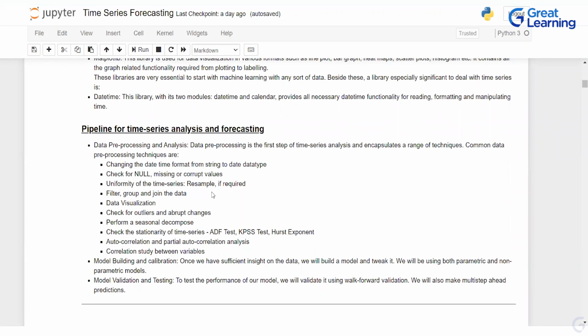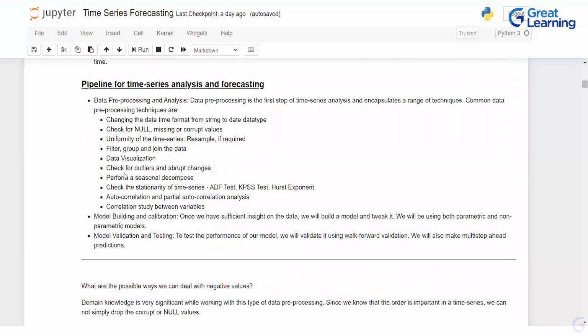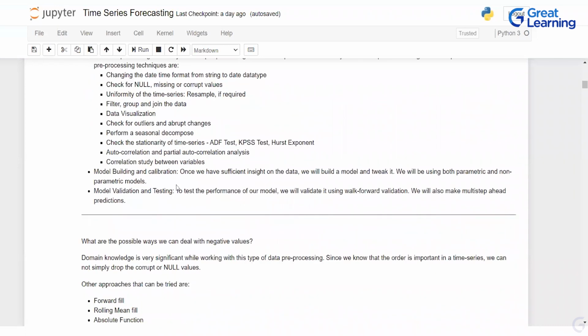Uniformity of time series, you can resample it if required. Downsampling is never suggestible, but there is a technique known as downsampling also. Filter, group, and join the data if you have any other data set. Data visualization, check for outliers and abrupt changes. Perform a seasonal decompose. That's where we will get different decomposition of the time series. Again, I'll speak about this. Check the stationarity of the time series using the two tests you would have known of, ADF and KPSS test.